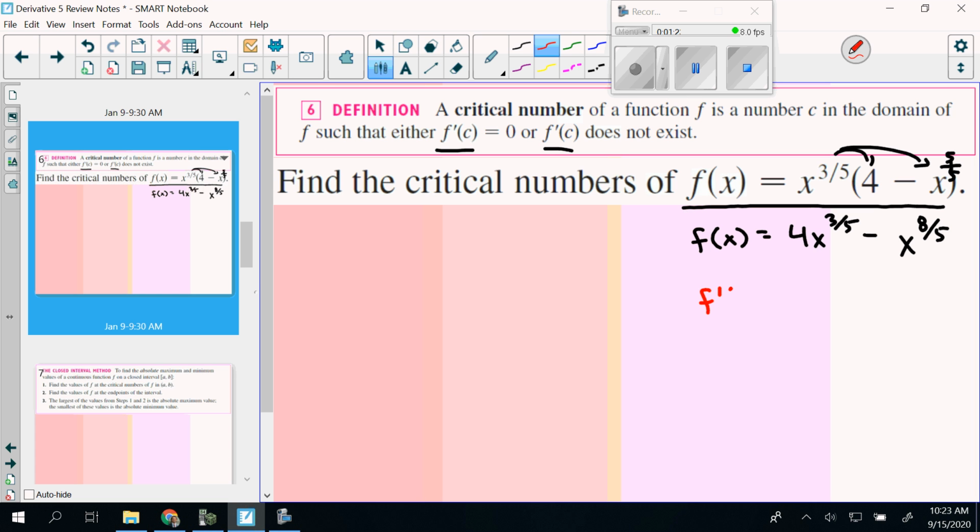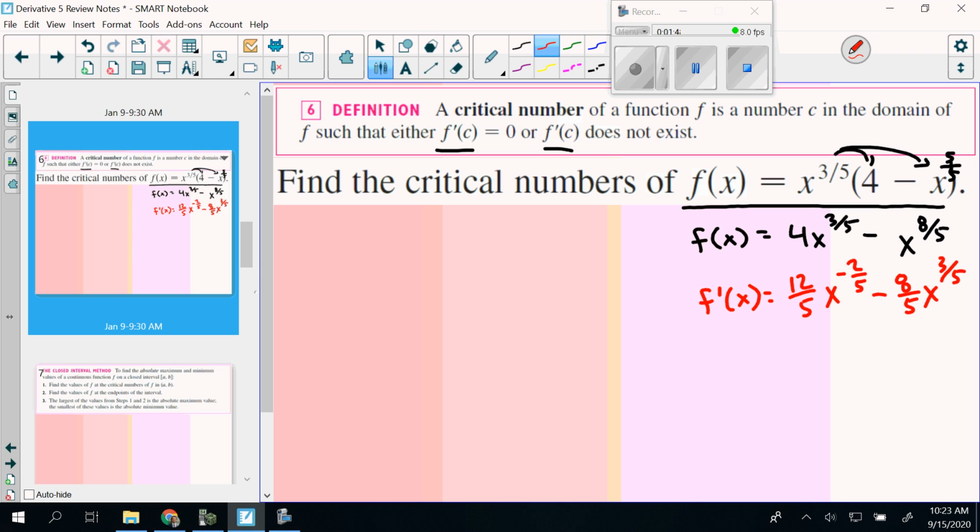So the derivative here, using our power rule, bring down the exponent. So if we multiply 4 times 3/5, that's going to be 12/5. New power of x should be 1 less. So 3/5 minus 1 or 3/5 minus 5/5 is negative 2/5. Do the same thing on this other one. Bring down the power. New one's 1 less.